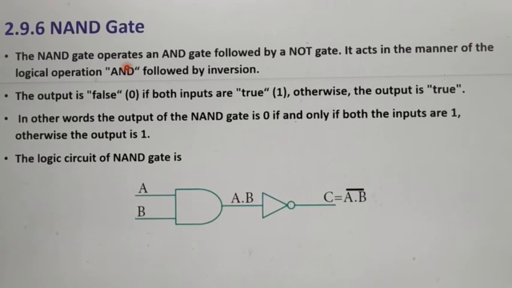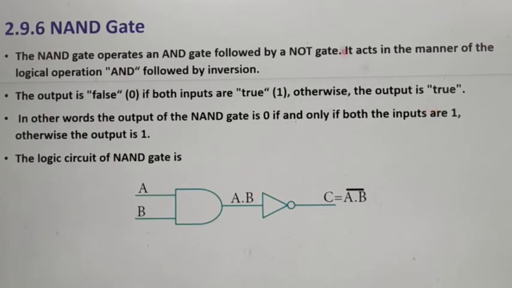Next we can see about NAND gate. The NAND gate operates as an AND gate followed by a NOT gate. Here AND gate followed by NOT gate, which is NAND gate. It acts in the manner of the logical operation AND followed by inversion.